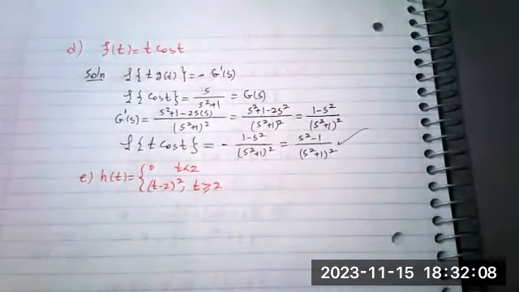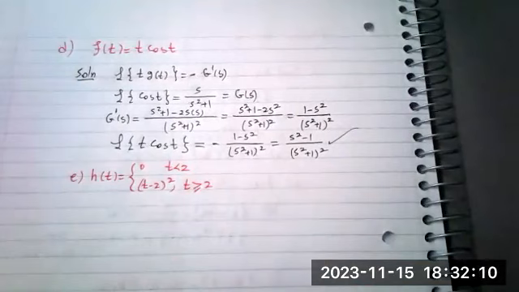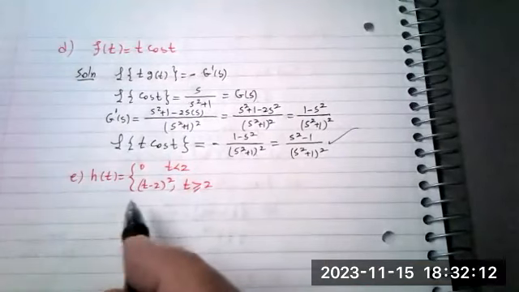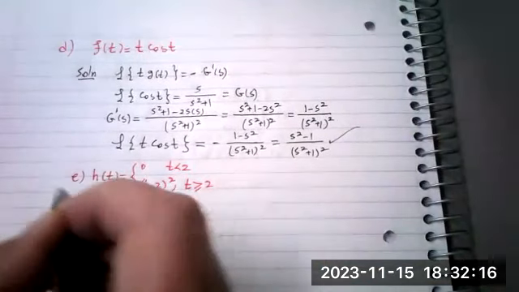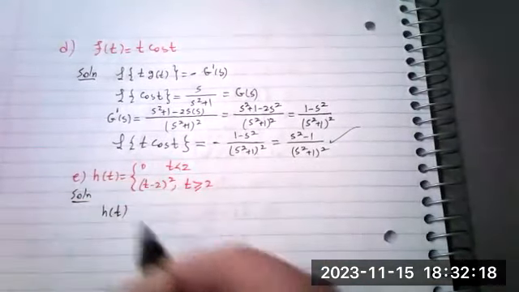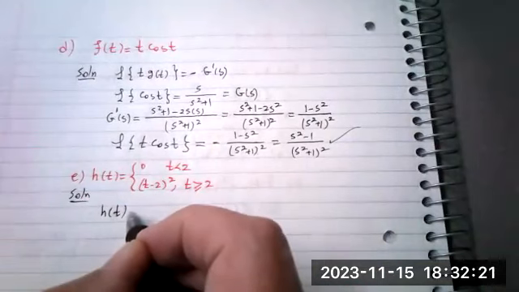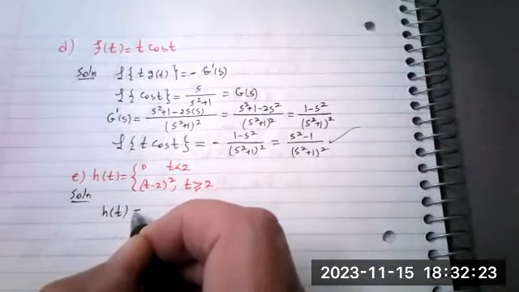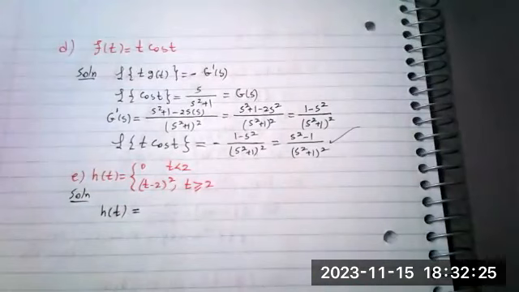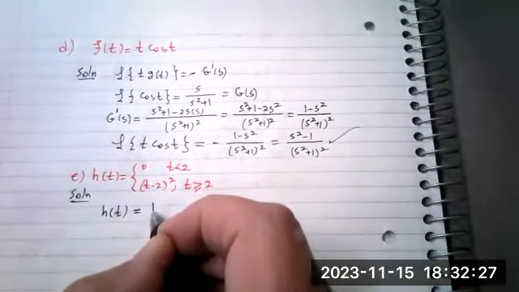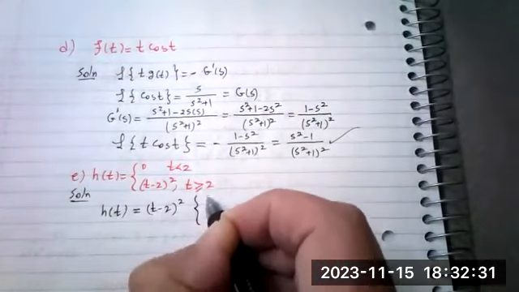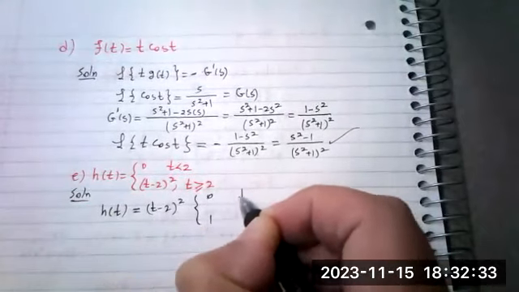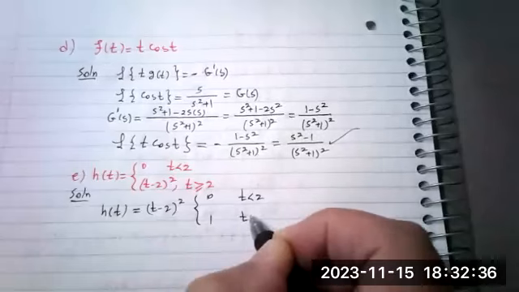Remember how we're going to change this one into the unit step function? You remember? Okay, so h of t is equal to, we are going to break it or pull it out. So that gives you t minus 2 all squared. And the leftover is going to be 0, 1. Okay, so this is it.